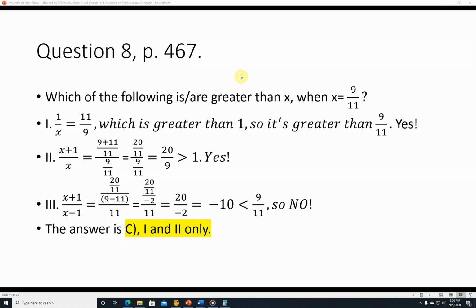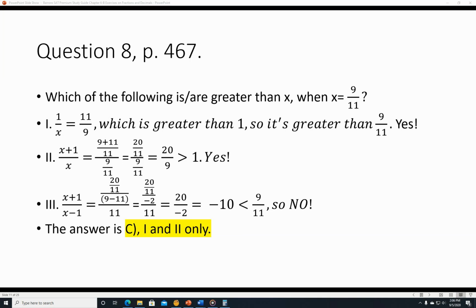Question 8, page 467. Which of the following is or are greater than x when x equals 9 over 11? Number 1, 1 over x. Well, that's really easy. You just take the reciprocal, or just flip it in common terms. So we just go 9 over 11, flip it over. We get 11 over 9. So 11 over 9 is greater than 1, which means it's greater than 9 over 11. So yes.